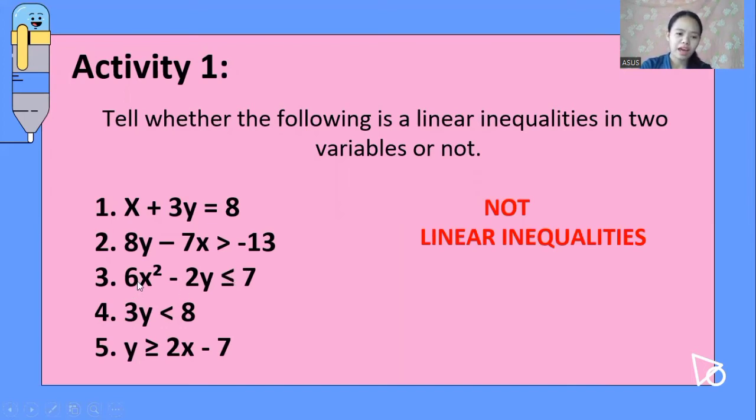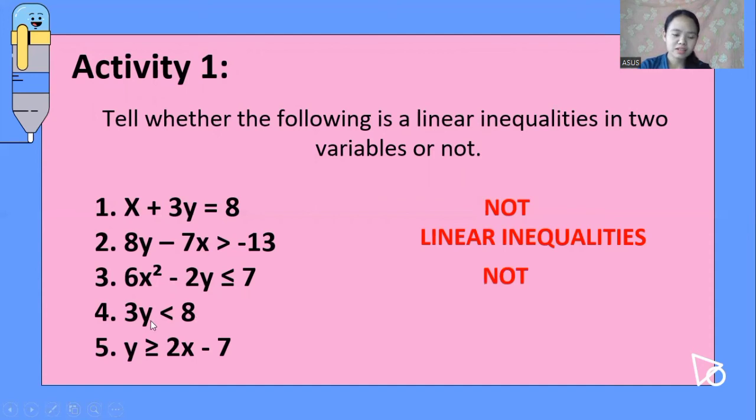Next, 6x squared minus 2y is less than or equal to 7 is not a linear inequality. Although it uses the symbol less than or equal to, take note that we have the 2 as the exponent, and when we say linear, it is a first degree equation.